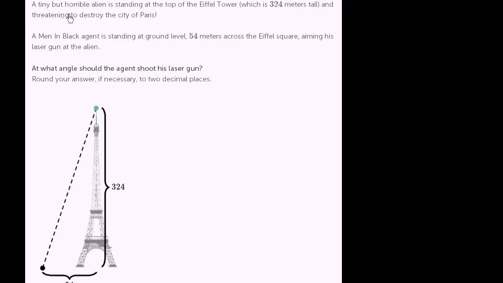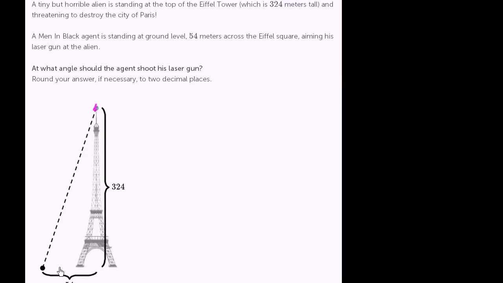A tiny but horrible alien is standing at the top of the Eiffel Tower. So this is where the tiny but horrible alien is, which is 324 meters tall, and they label that the height of the Eiffel Tower, and threatening to destroy the city of Paris. A Men in Black agent, or I guess a Men in Black agent, I was about to say maybe it should be a man in black. A Men in Black agent is standing at ground level, 54 meters across the Eiffel Square.